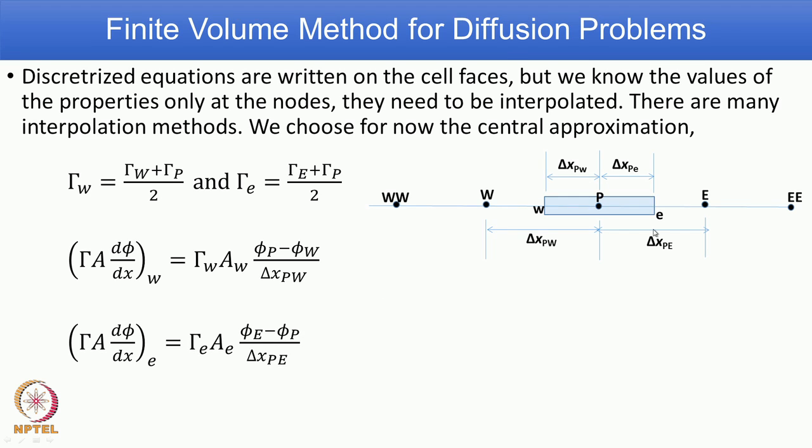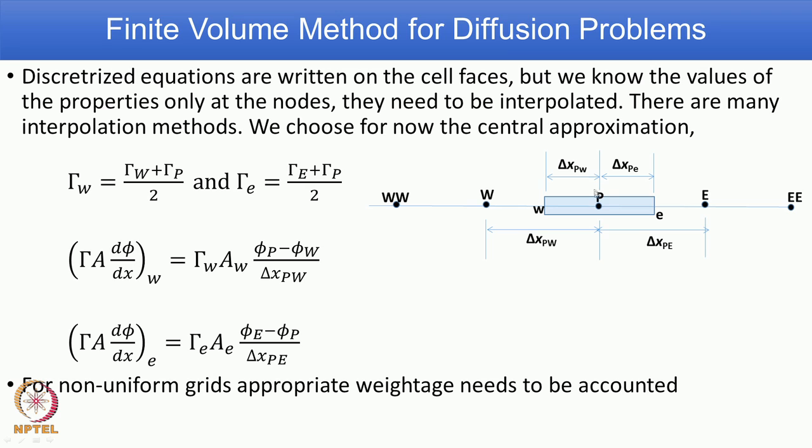We write similarly for the other face, gamma A d phi by dx at the east face as gamma E A E, again phi E minus phi P by delta x evaluated between the nodes P and E, and that is what is shown here as delta x P E. Again the question is about A. If it is a uniform mesh, then A will be the same, whether it is the east face or west face. We are writing here a generalized procedure, that is why we still use subscripts E and W. So, for a situation when the control volume shape is changing from one face to another face between node to node, then this A can be used accordingly.